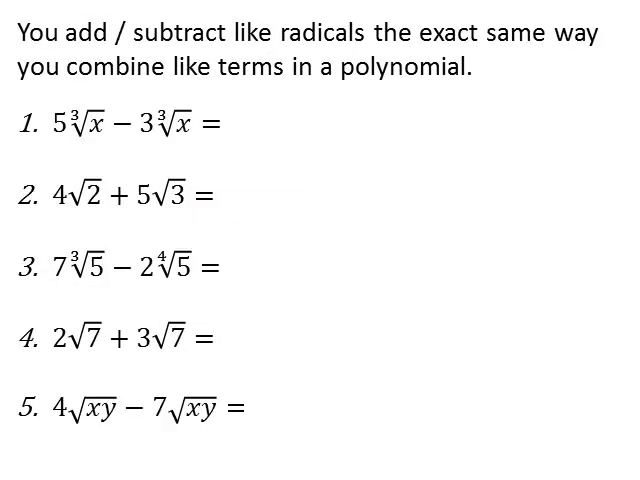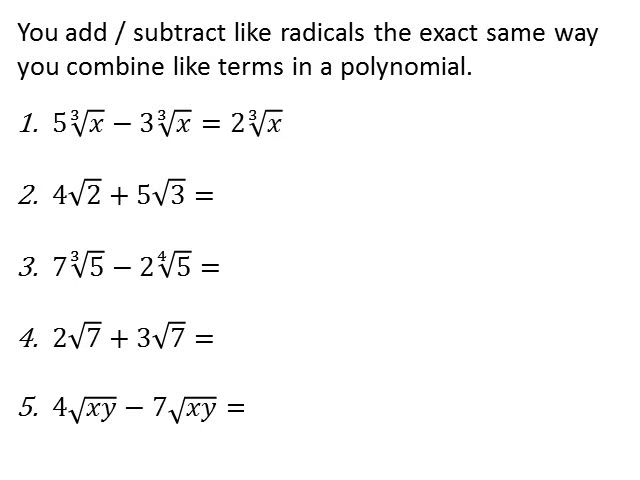So how do you add and subtract like radicals? Well, it's the same way you combine terms in a polynomial. You take those like terms and you treat the radical part as a variable, and then you add them. So if I have 5 cube root x minus 3 cube root x, I keep the cube root x the same. I subtract the 5 and the 3, I get 2 cube root x.